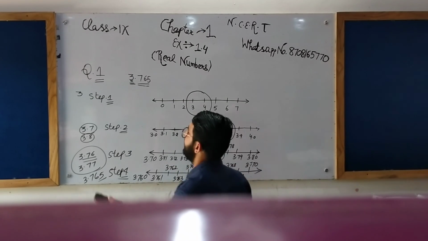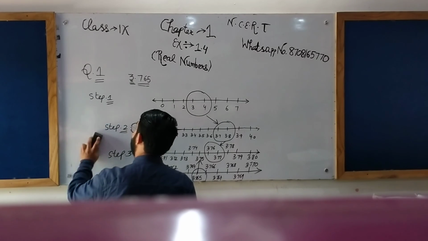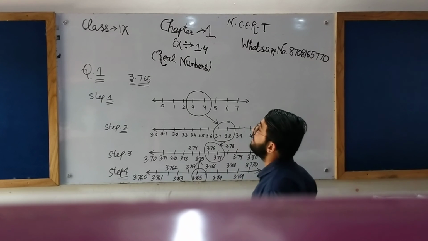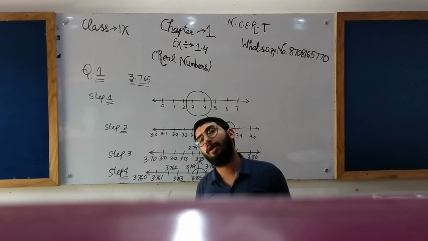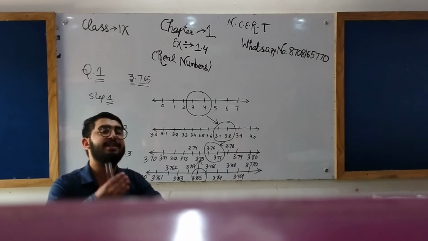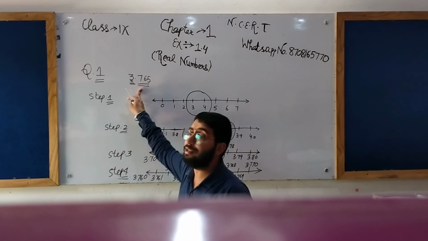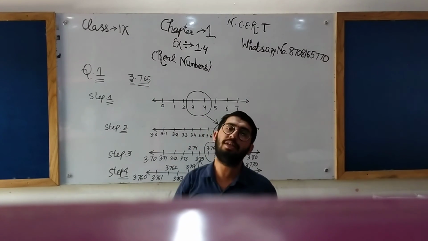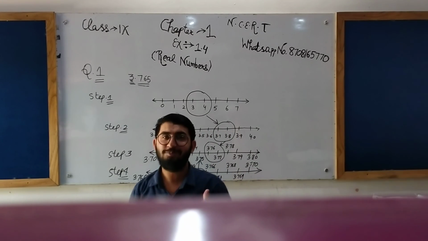Now erase it with your pencil. This is the solution to your question of exercise 1.4, question number 1. We were to reach 3.765, and we have reached it step by step. First we reached 3, then 3.7 in step 2, then 3.76 in step 3, and finally 3.765. Hope you have understood the question. Thank you. Bye bye.